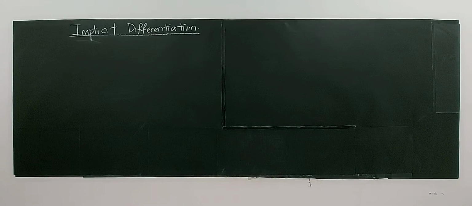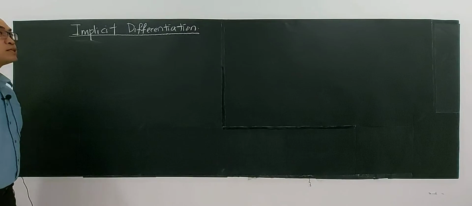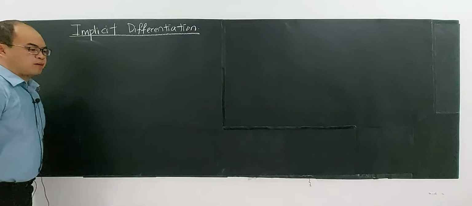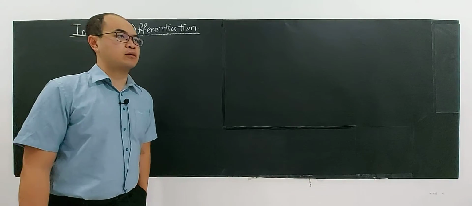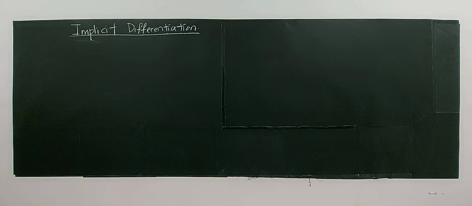Alright, this will be the first video where I want to show you how to do implicit differentiation. As you know, there are some functions where you cannot simply make y the subject. It means that y is an implicit function of x, so they cannot be separated, and you cannot make y the subject. So in this case, we need the help of implicit differentiation.